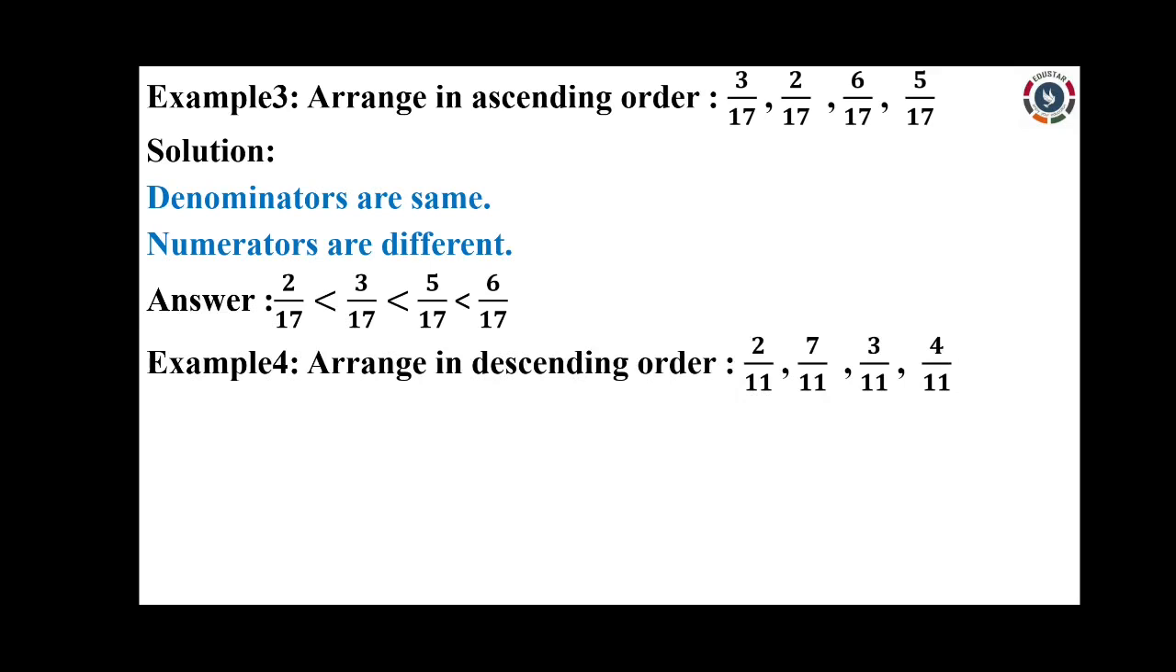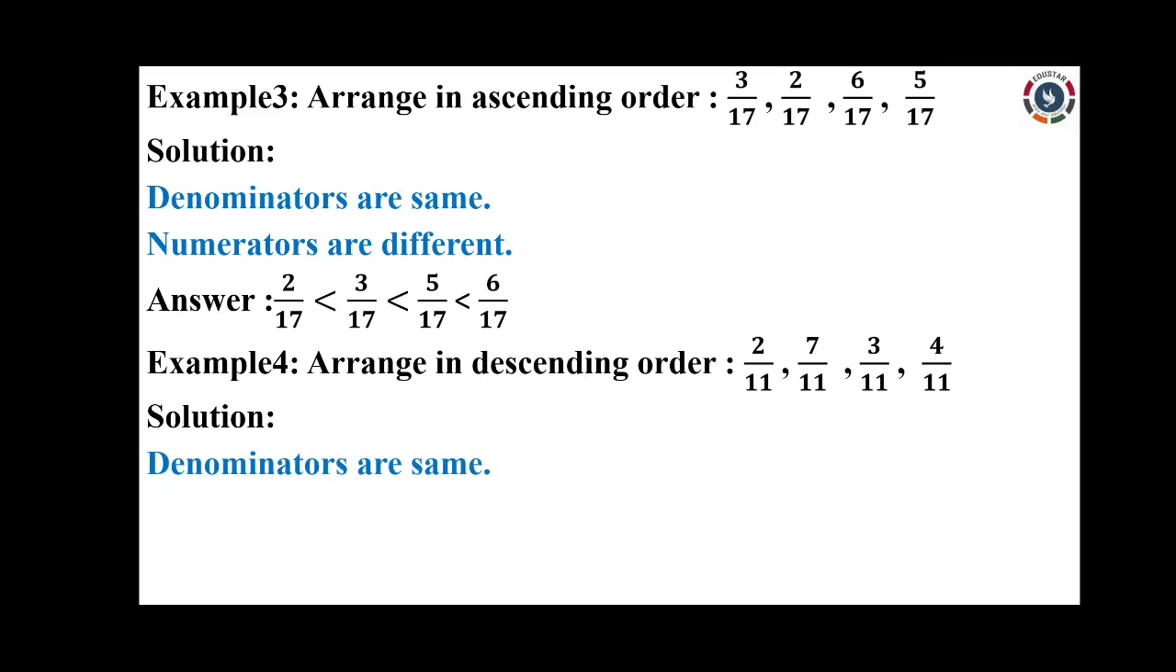To arrange in descending order, we have to see the denominators first, whether the denominators are equal or not. Here, the denominators are equal. The denominator for all the fractions is 11. So, we have to compare the numerators. The numerators are 2, 7, 3, 4.